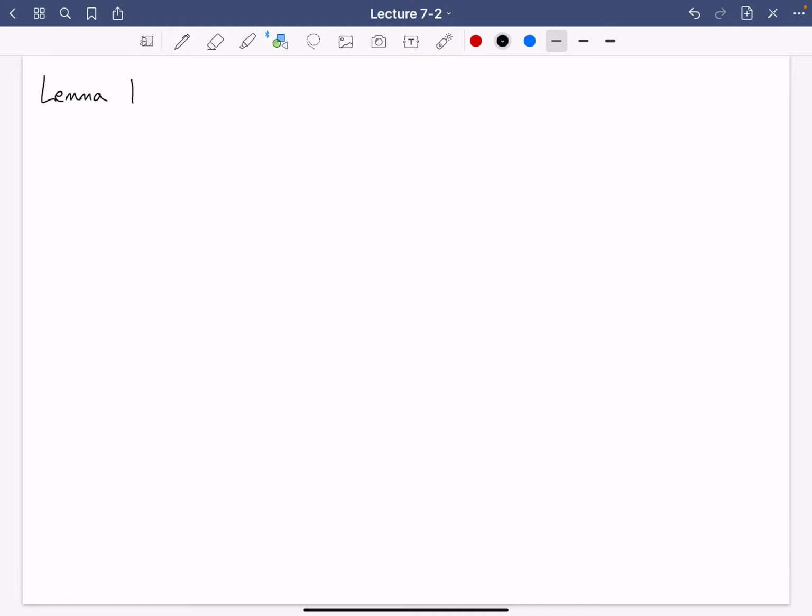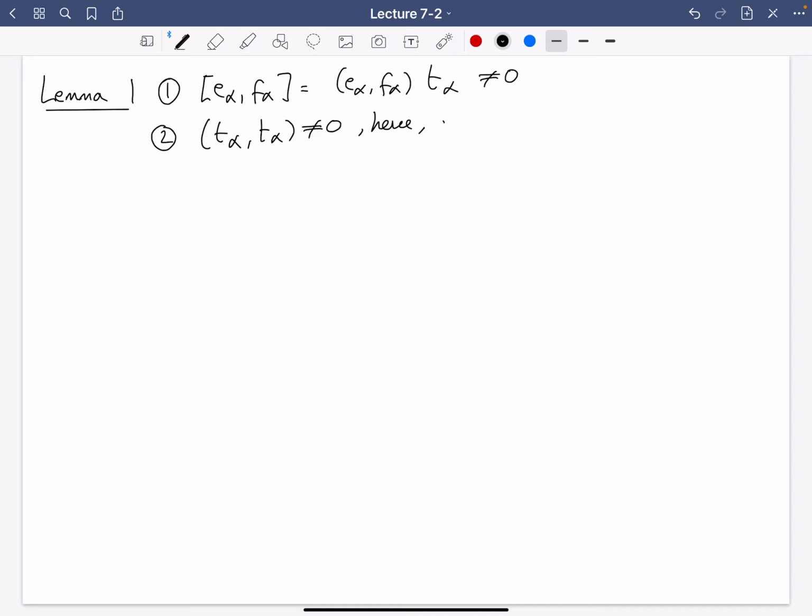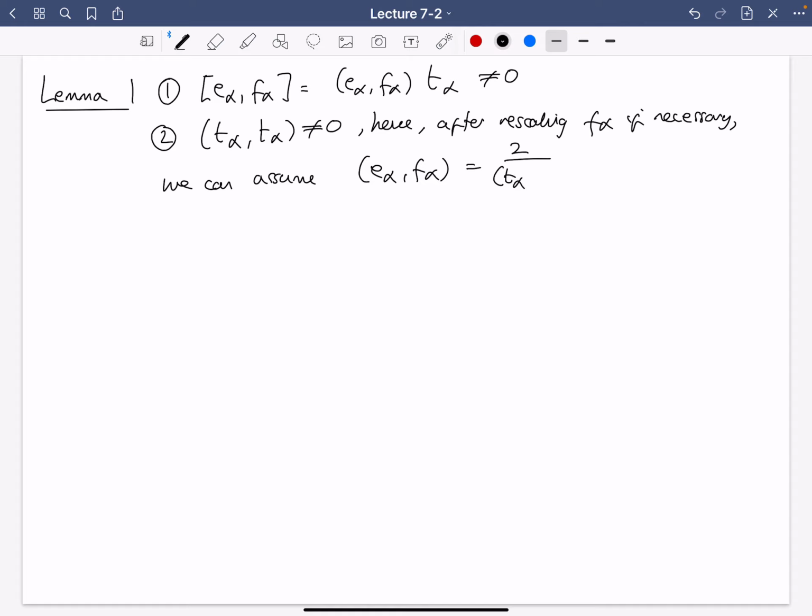So lemma 1. The bracket of E alpha and F alpha, well, it's going to be the inner product E alpha F alpha times T alpha. And we chose things so that that's non-zero, and of course T alpha is non-zero because alpha is non-zero. Okay, so that bracket E alpha F alpha is not 0. Second, the inner product T alpha with T alpha is non-zero. Hence, after rescaling F alpha, if necessary, we can assume that the inner product E alpha F alpha, which was merely non-zero before, but I'm rescaling F alpha, I can assume that that's equal to 2 over the inner product T alpha T alpha.